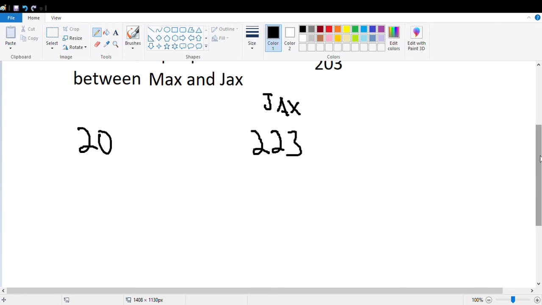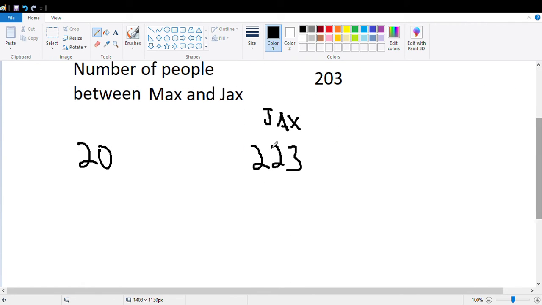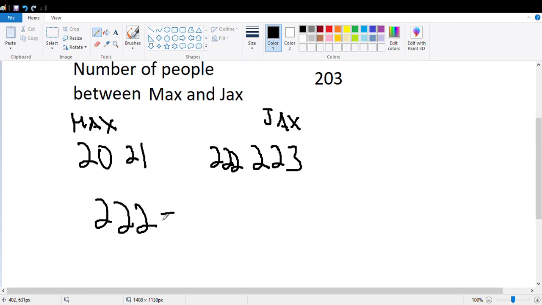20th? Yeah, 20th. So we have Max here. Just like we did before, we're not going to include 223 and 20. We're going to look at the number right after 20, which is 21, and the number right before 223, which is 222. Like in our previous pattern, we grab 222, subtract 21, and then add 1.